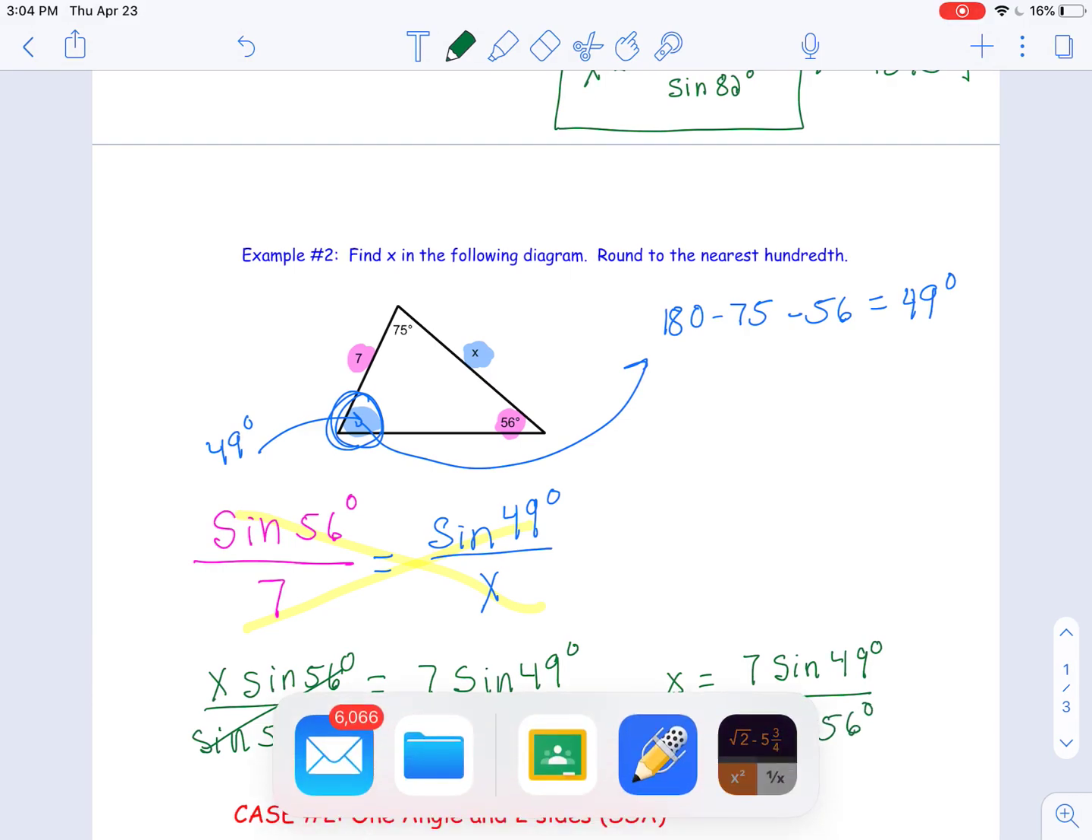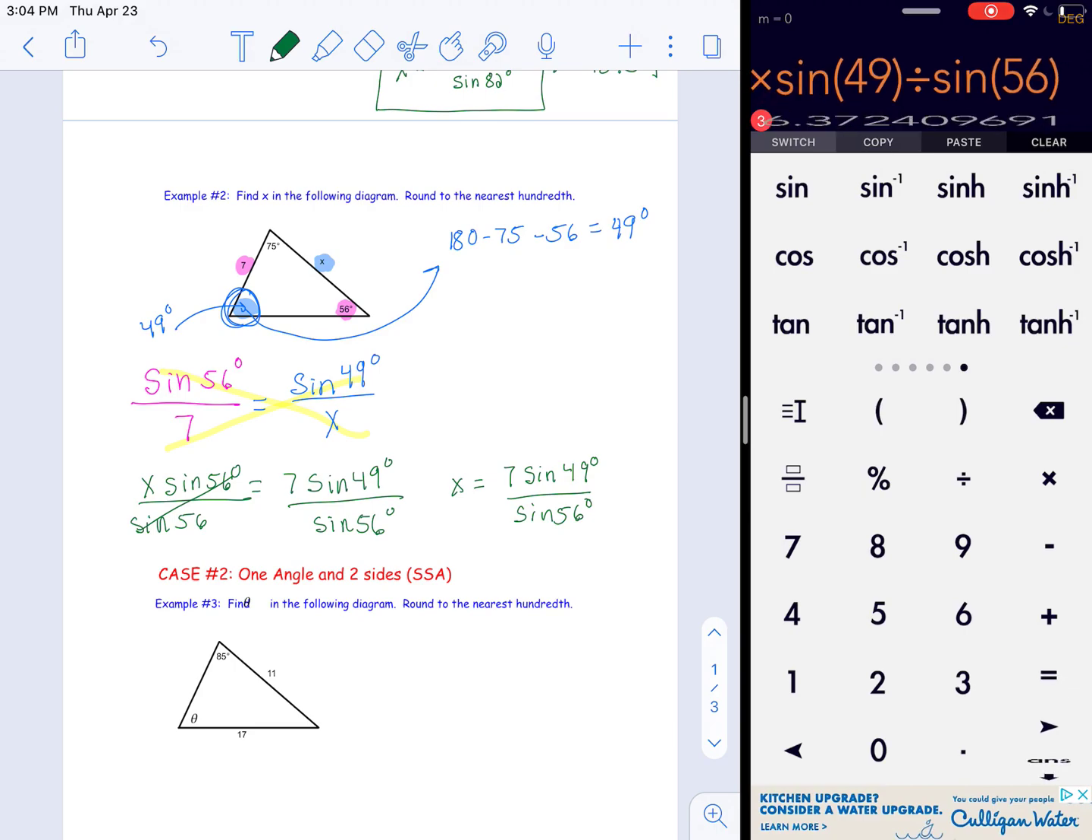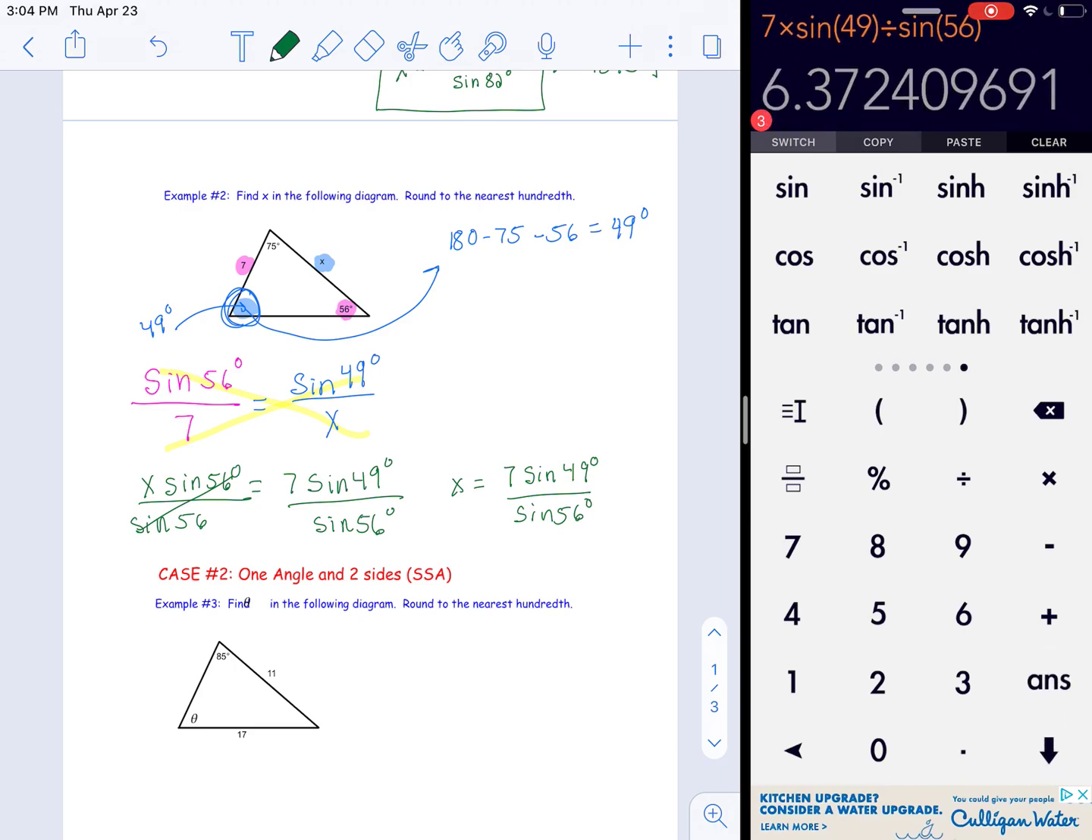Once again, I can do that on my calculator. I'm going to get 7 times the sine of 49 degrees divided by sine of 56 degrees. Hit equal, and I get 6.37. So now I know this side x is 6.37.